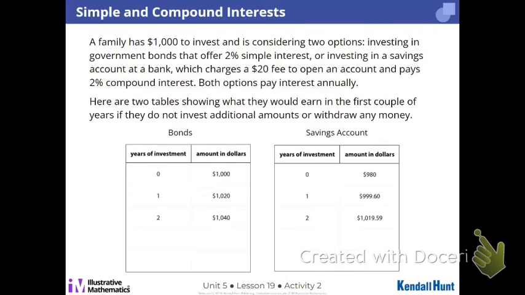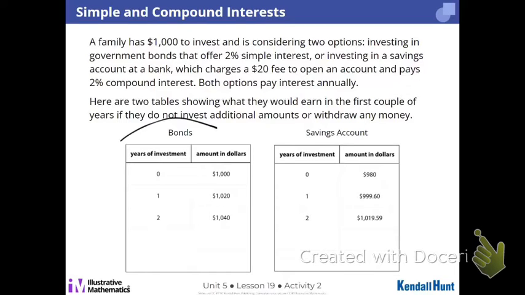Let's set up our first premise. Your family gets $1,000 to invest, and you have two options. You can invest in bonds. These bonds give 2% interest, simple interest. That means every year you get 2% of the 1,000 you put in, and then you can see what happens on the table.